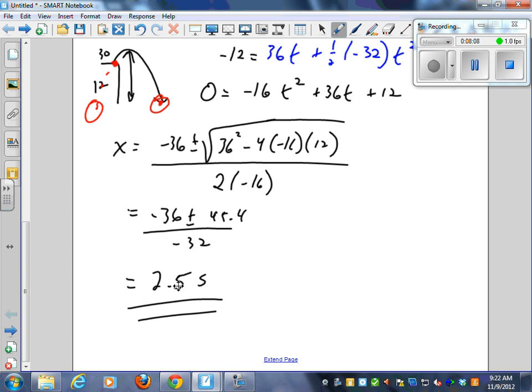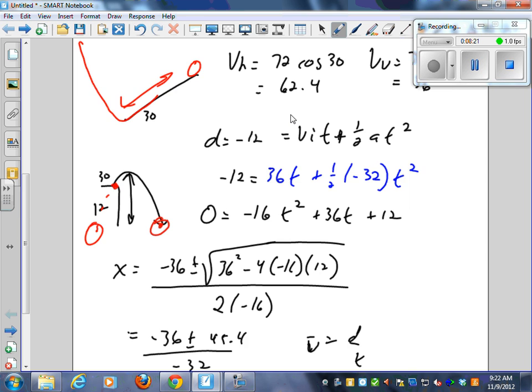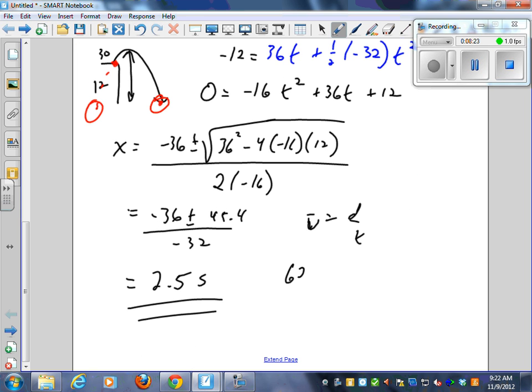Okay, so now how far does he go? V bar equals d over t. He's traveling horizontally. He's traveling 62.4. What's his distance if he goes that fast for 2.5 seconds? 158.7 feet.